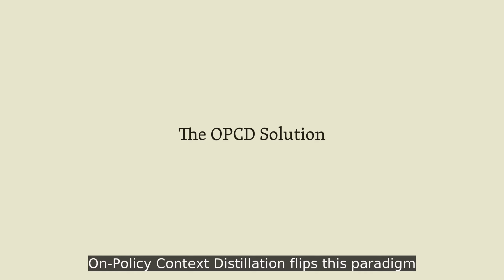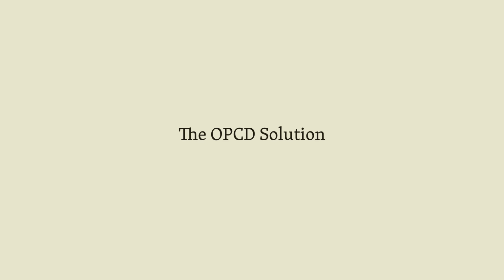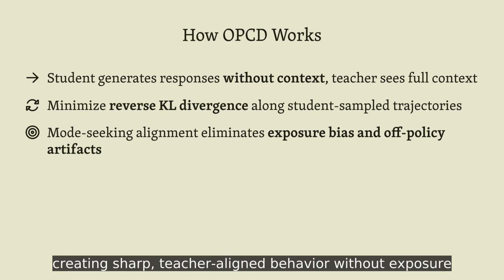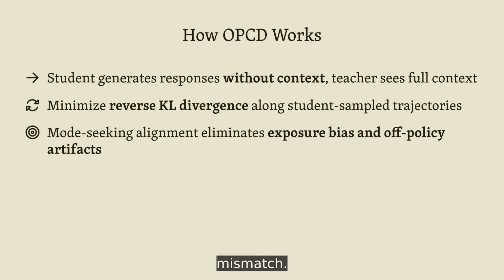On-Policy Context Distillation flips this paradigm on its head. The method constructs a student model that generates text without seeing the context, while a teacher model receives both context and input. The key innovation is reverse KL minimization computed along the student's own trajectories. This ensures the student learns to match the teacher's distribution only within the subspace it actually explores during generation, creating sharp, teacher-aligned behavior without exposure mismatch.